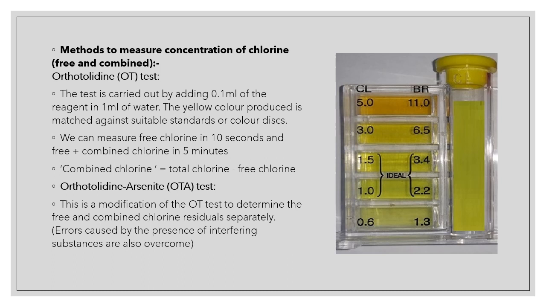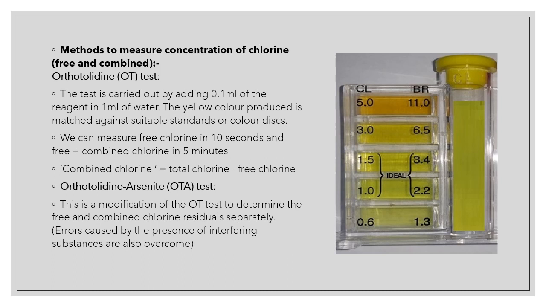Now, in order to be a good disinfectant, we should be able to measure the concentration of chlorine, and we do this by two methods. The orthotolidine test is whereby we use 0.1 ml of the reagent, that is orthotolidine and hydrochloric acid, in 1 ml of the water that we're going to be testing. The yellow color that is produced is matched against suitable standards or color discs. You can see that on the right.